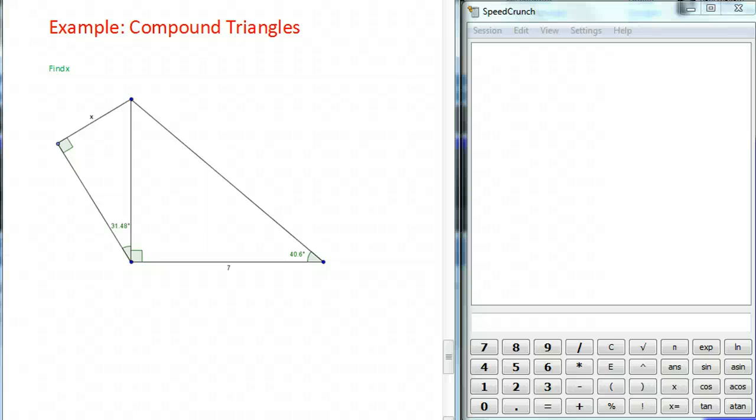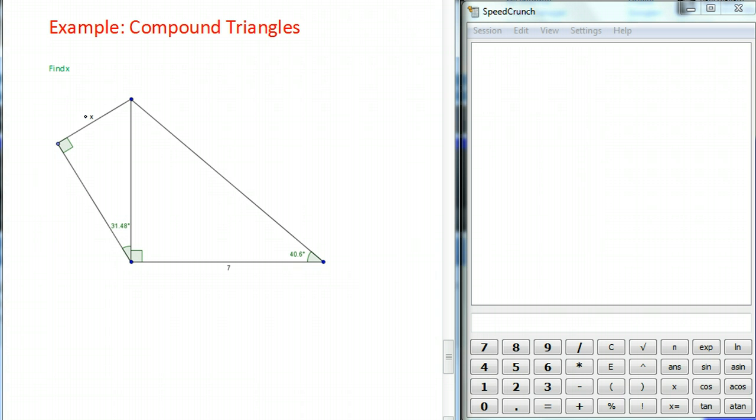Hello. In this video, we're going to go through an example that involves compound triangles. Compound triangles are cases where triangles have been put together to make some larger shape. So what happens is often the two triangles share a common element. And in this case, the common element is this length right there. So I want to solve for x in this diagram.